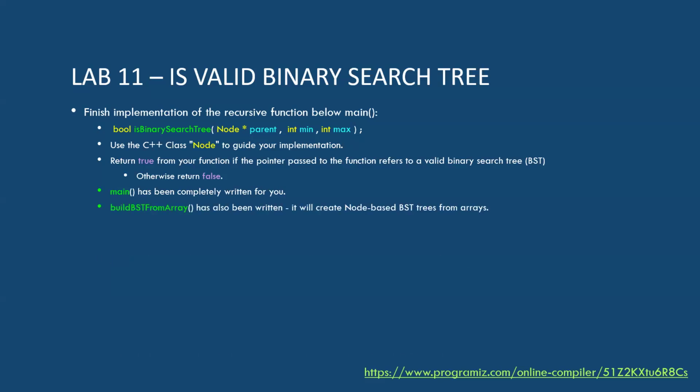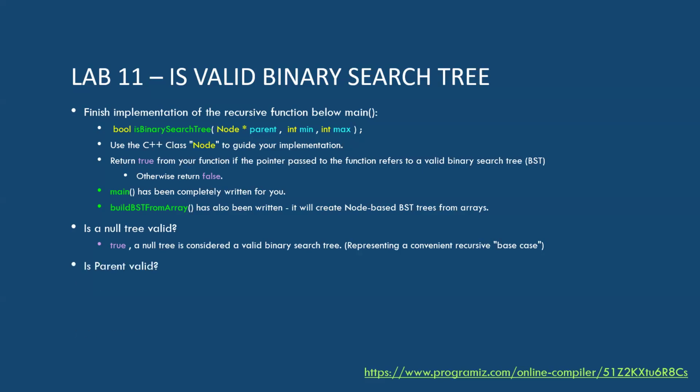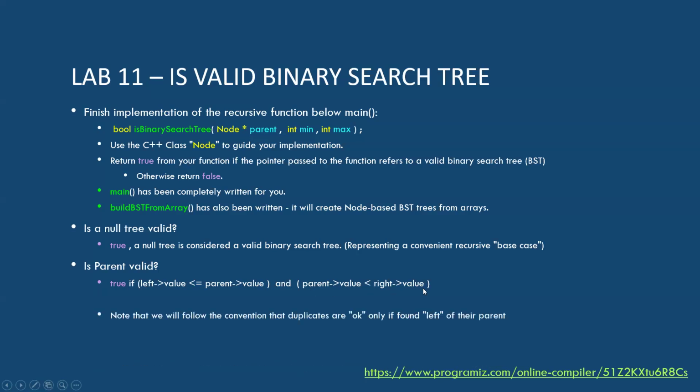And I've written a function that will build the linked node structure from a collapsed array. And I'll show you that code here in a second. And keep in mind that a null tree, recursively speaking, is valid. Okay. Kind of like our heap. If you have a single node or a null pointer, that's valid. Okay. So you want to return a valid or true thing. Parent all by itself is valid. A parent is only valid if the left child is less than or equal to the parent's value and the right child is greater than the parent's value. Okay.